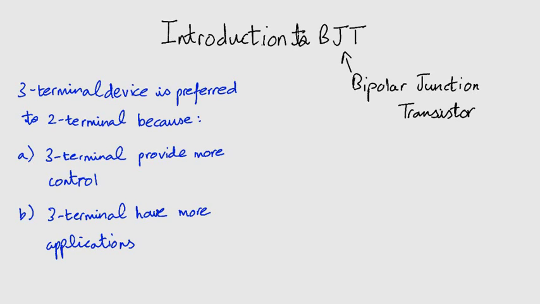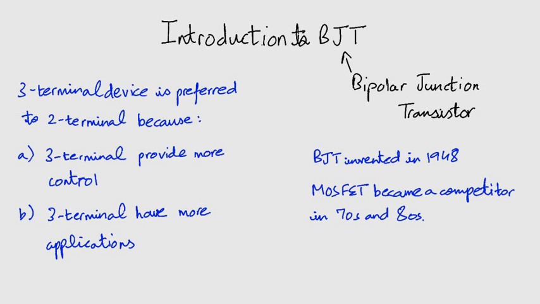Now, the BJT came before the MOSFET, in 1948 to be specific, at the Bell Telephone Laboratories, USA. The MOSFET only became a serious competitor to the BJT in the 1970s and 80s. By now, however, the MOSFET has taken over the BJT and is the device of choice in electronic circuits.